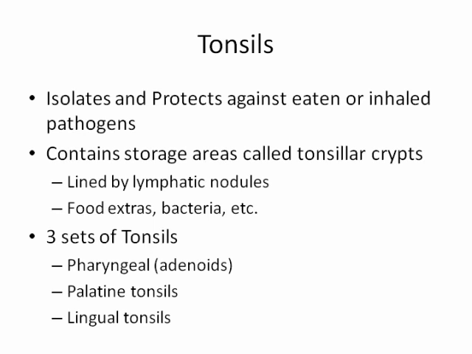We do have three sets of tonsils. We have the pharyngeal tonsils, which are typically what we would call the adenoids. We have the palatine tonsils, which are located right in the upper roof of the mouth. And then we have the lingual tonsils, which are down underneath the tongue. So those are the three sets of tonsils that we have.